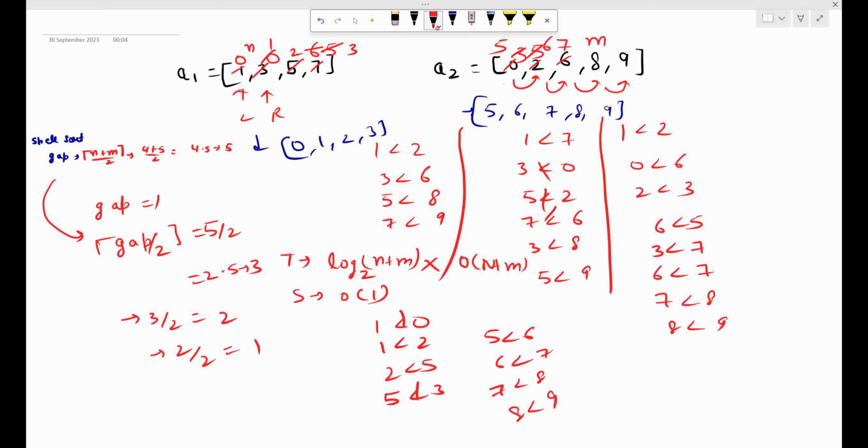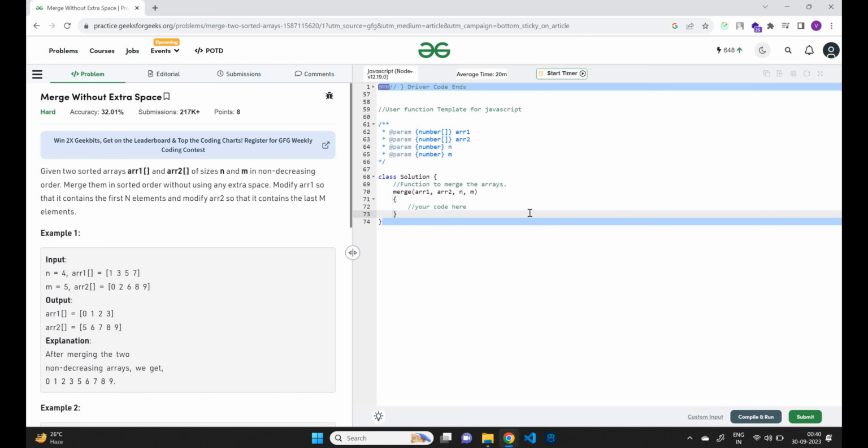Okay, so this is the solution or the approaches that we can think of without using extra space. So hopefully you have understood these approaches. Now let's go back to our code editor and let's start coding this. We are back to our code editor and now let's see what we are given. Okay, so we are given two arrays.